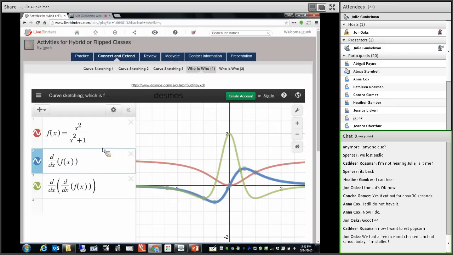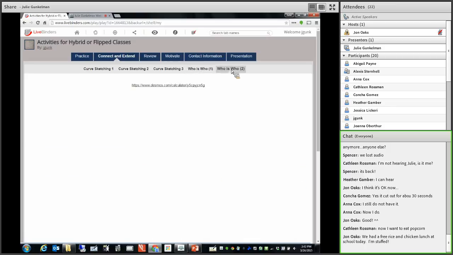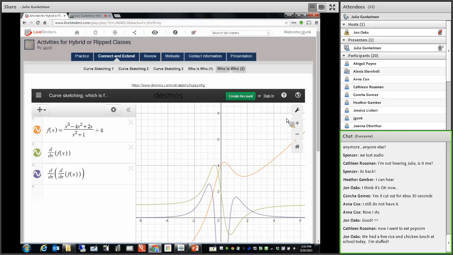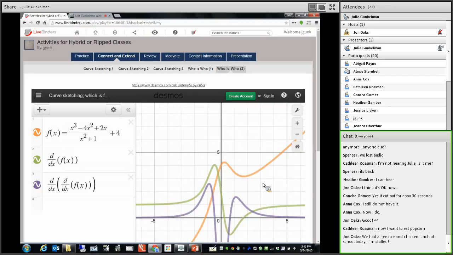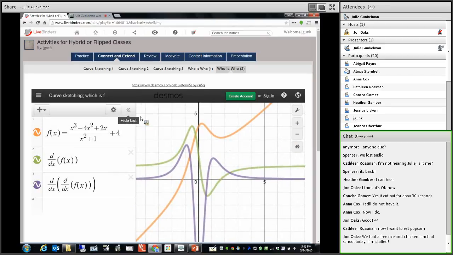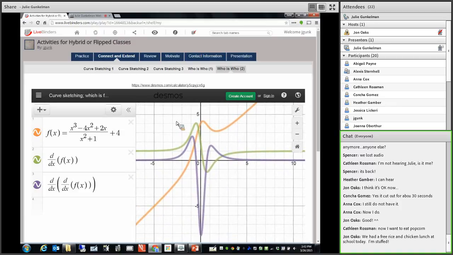I put another one in there because I thought this one was kind of cool. If you wanted to check it out, it's just the crazy functions that I give my students to try to figure out who is f, who is f prime, who is f double prime. So that's all in there.